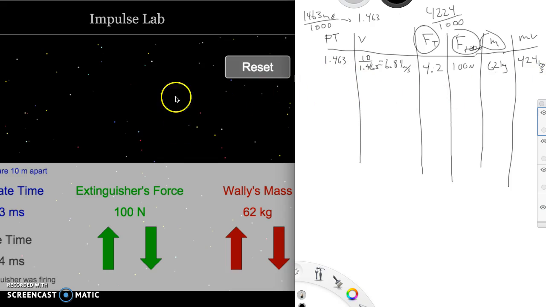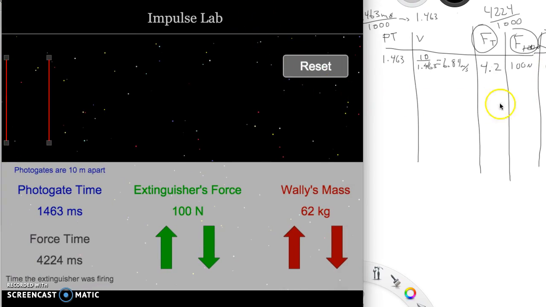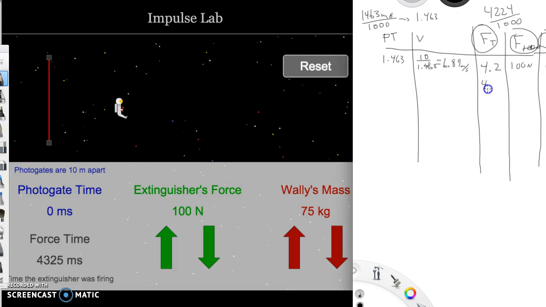So let's say I want to take one more set of data just to help you fill this table out. So let's say that we're exploring how changing mass affects it. So let's change his mass to 75. Reset. So the force time was about 4.2 seconds, so we need to try to match 4.2 seconds again. Don't have to get exact, I was a little bit far off. So I'm going to put a force time of about 4.32 seconds there.